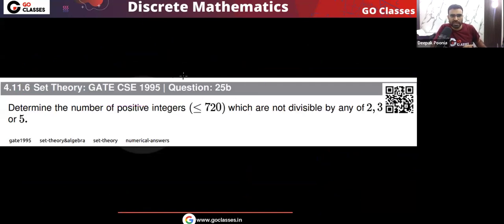Let's take the 1995 question. Determine the number of positive integers less than or equal to 720 which are not divisible by any of 2, 3 or 5. First of all, the question is talking about positive integers. Positive integers means greater than or equal to 1. 0 is not a positive integer.